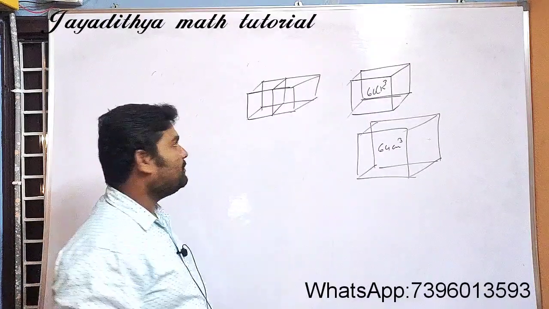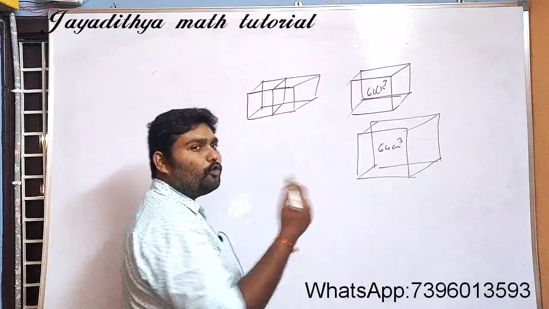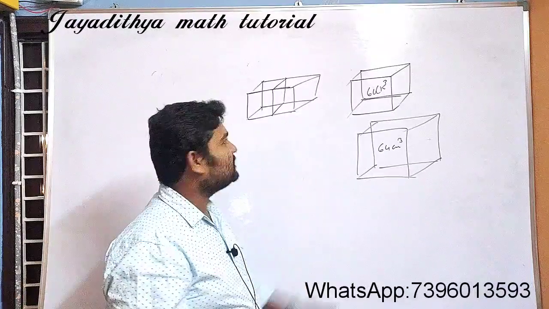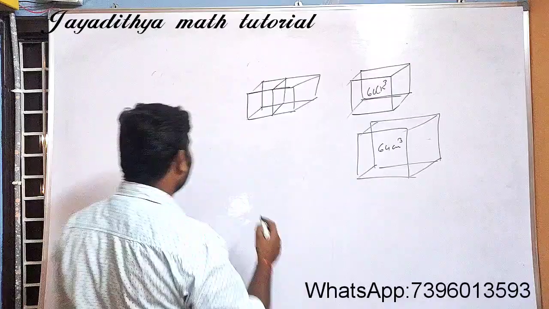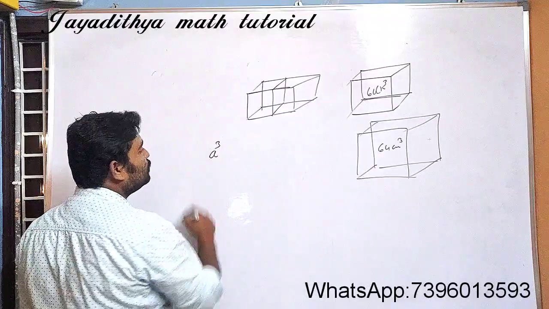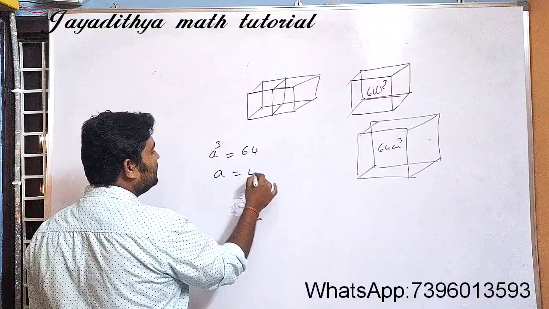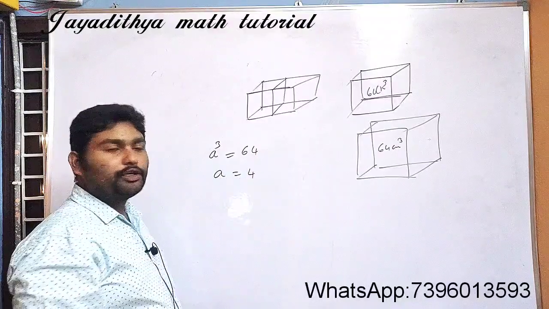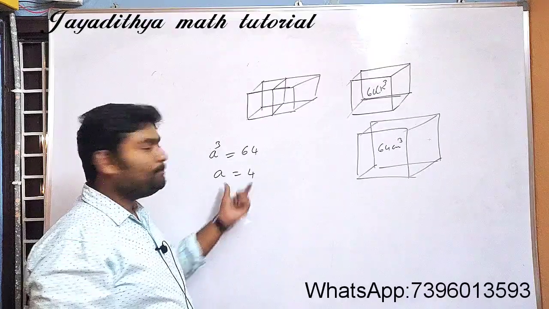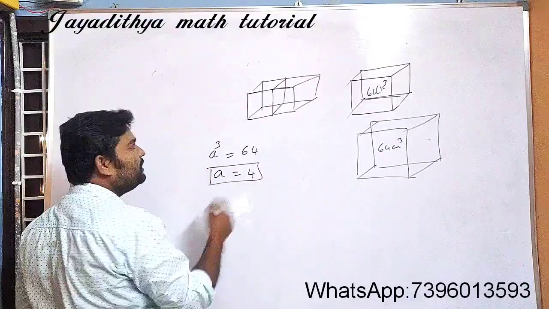You should find the dimensions here. So how to find the dimensions? From the given volume you can find it. So what is the volume of a cube, Nana? A cube, which is given as 64. Now what is a here? From this, cube root of 64 will be 4 here. The a value will be 4.